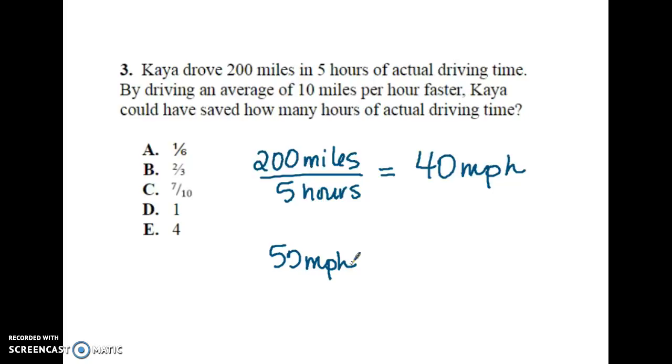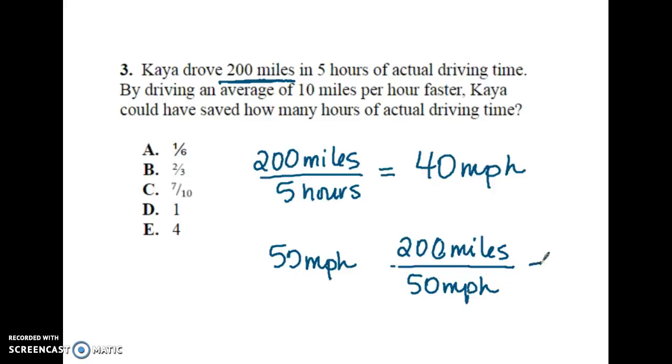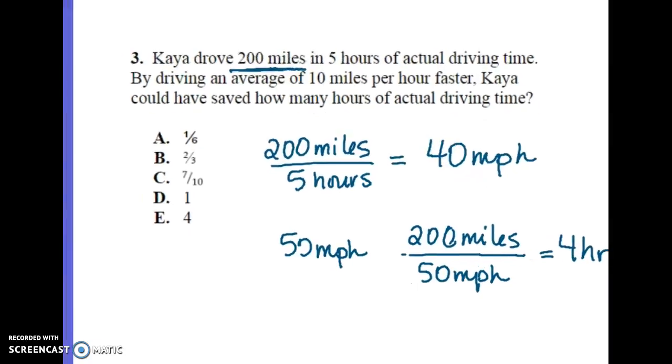That being the case, go back to how long her trip was. Her trip was 200 miles. So if you take the 200 miles and divide it by her increased speed of 50 miles per hour, that trip would have taken 4 hours of driving time. Originally, she had 5 hours of driving time. If she drove faster, she only has 4 hours of driving time. So she is actually saving herself 1 hour of driving time. So that will be answer choice D.